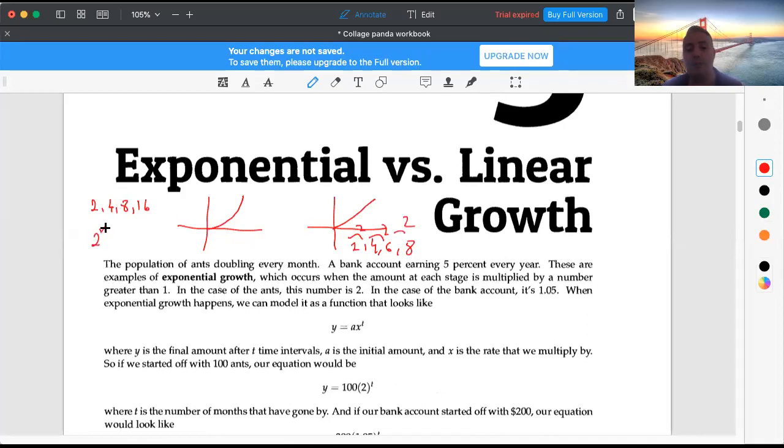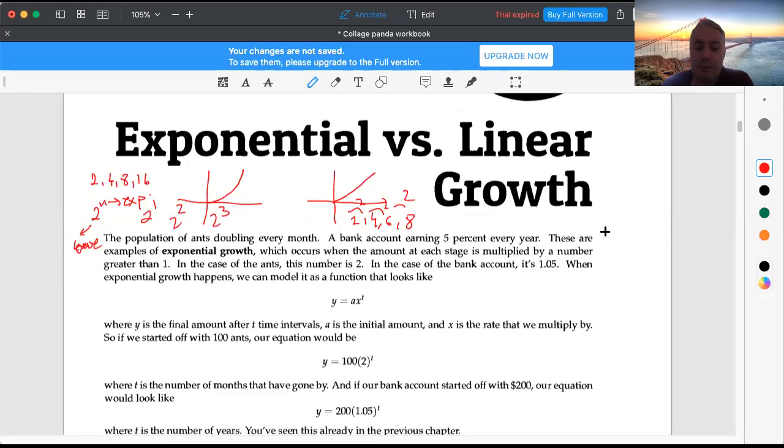But here we have 2 to the power of n. This is the base, and this is the power or exponent of the numbers. 2 to the power of 1, 2 to the power of 2, 2 to the power of 3, and so on. The most important thing for us, dear students, here, in the case of ants, this number is 2. In the case of the bank account, it's 1.05. Why? 5% every year means the first year you have 1, the second year 1 plus 0.05, which will be 1.05. And then the next year 1.05 plus 0.05 of this, and so on.